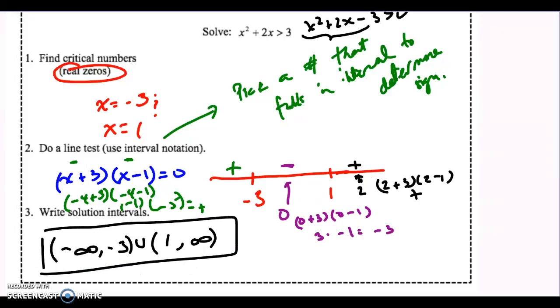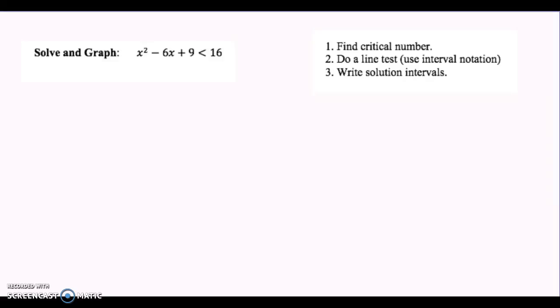Let's try the next problem. I have the instructions on the right-hand side for you here. You're going to want to find the critical numbers, do a line test, and write solution intervals. I would try to pause the video now and see if you could actually solve these on your own, or try to make a start in it. That way when you resume the video, you'll be able to see some steps that maybe you were able to get and maybe you weren't able to get. Pause the video now, please.